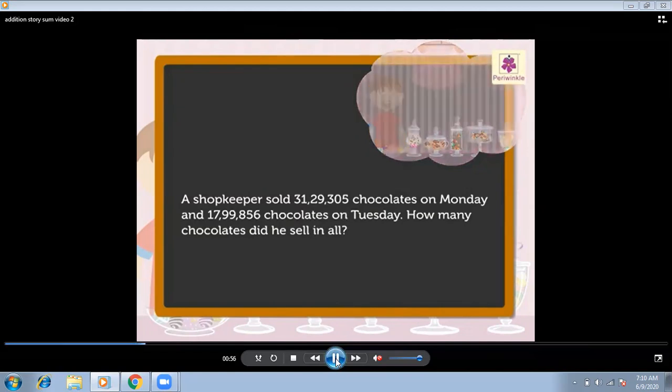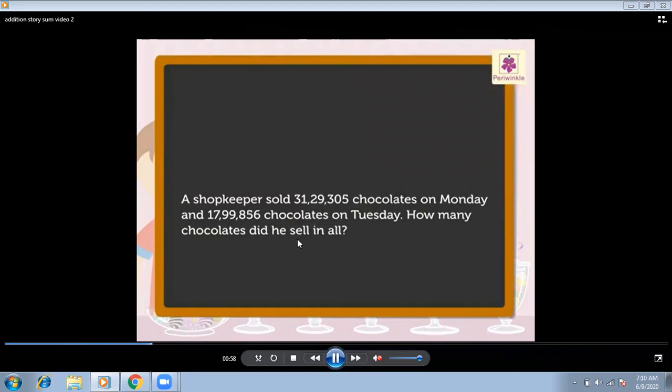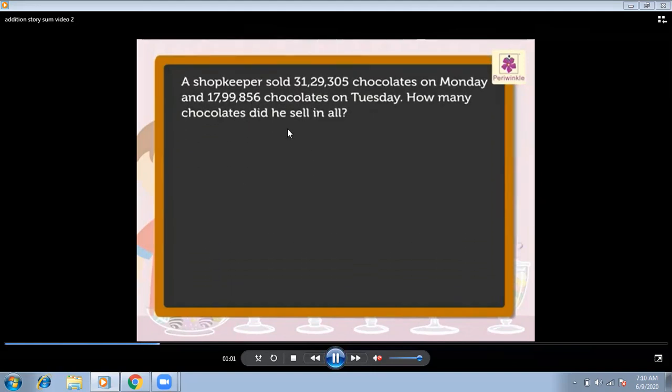So this many chocolates were sold on Monday and this many chocolates he sold on Tuesday. Now he wanted to know how many chocolates he sold in these 2 days. When the word is "all" or "all together", it means the story sum is about addition. You have to apply addition in this story sum because he wanted to know how many chocolates he sold in 2 days. So he has to add these two numbers, and he comes to know the total amount he sold in these 2 days.